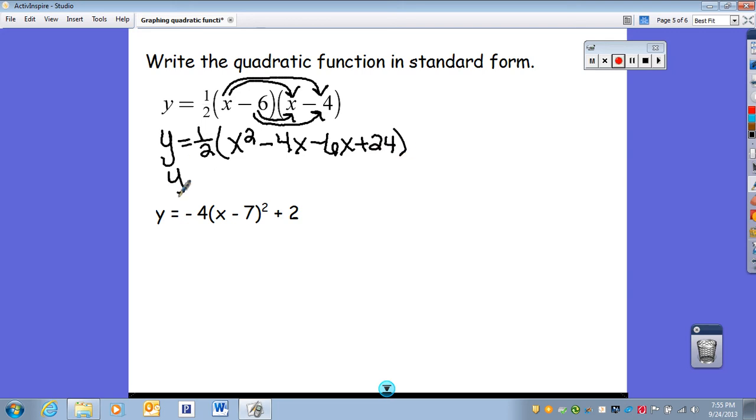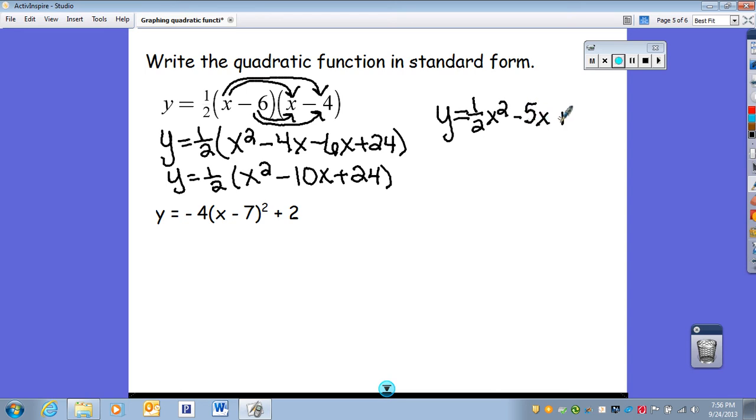Before we multiply everything by 1/2, I suggest we combine like terms. So we have x squared minus 10x plus 24. Lastly, we're going to multiply our entire product by 1/2, so we have our equation written in standard form. 1/2 x squared, half of negative 10 would be negative 5x, and half of 24 would be 12.